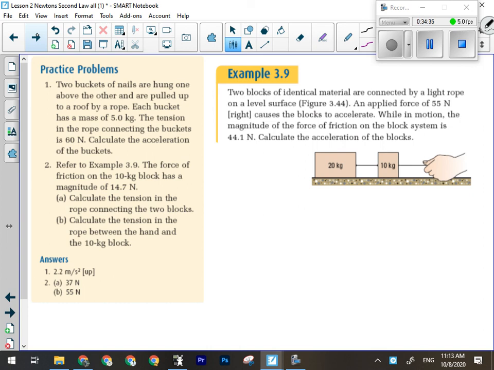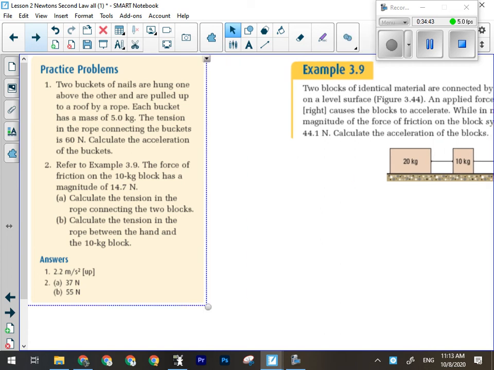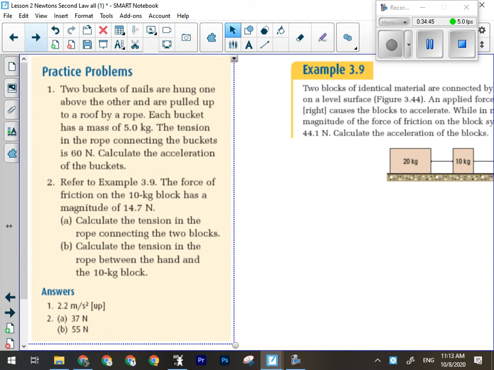All right. Let's have you guys try number 1. The bucket of nails question here. So you got 2 buckets of nails, and they're hung one above the other and pulled up to a roof by a rope. Each bucket has a mass of 5 kilograms. The tension in the rope connecting the buckets is 60 newtons. Calculate the acceleration of the buckets.